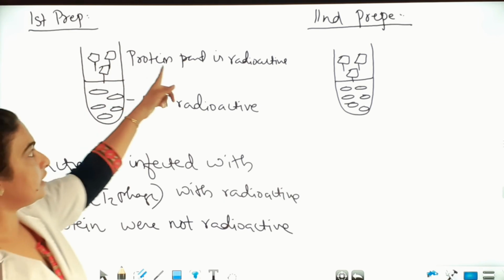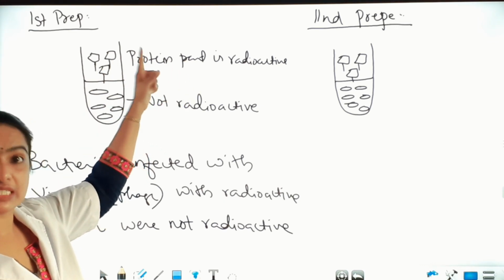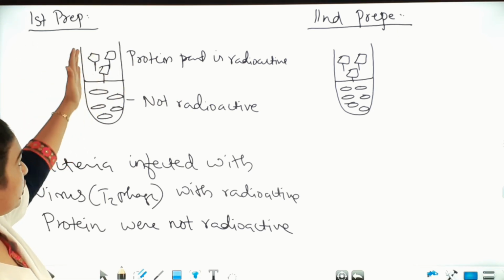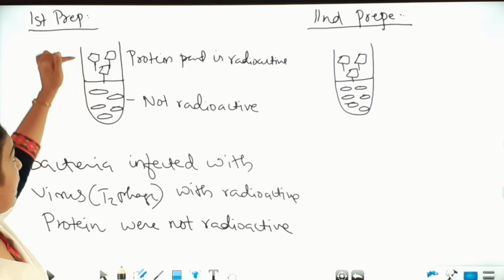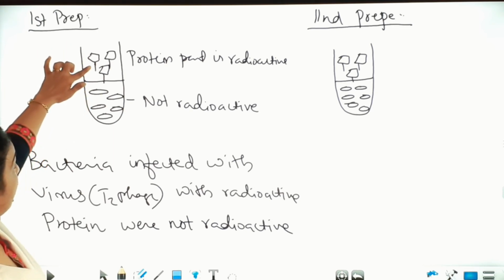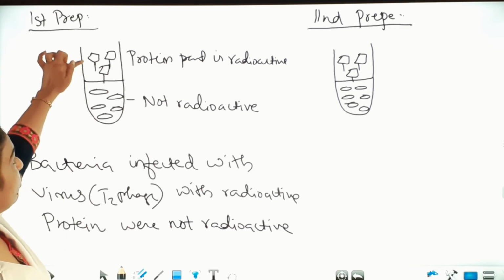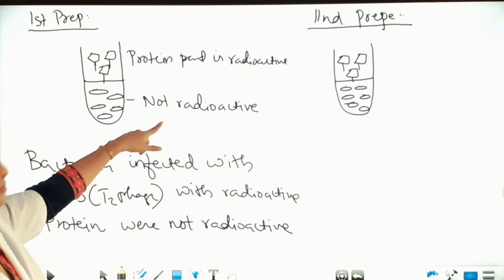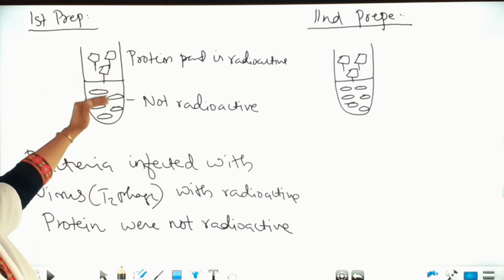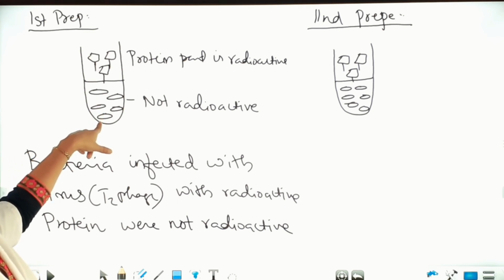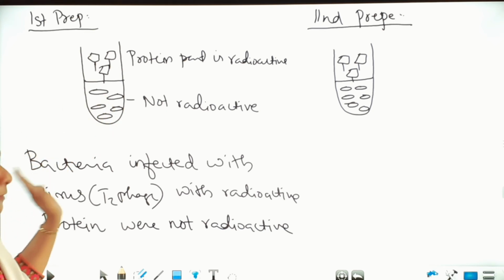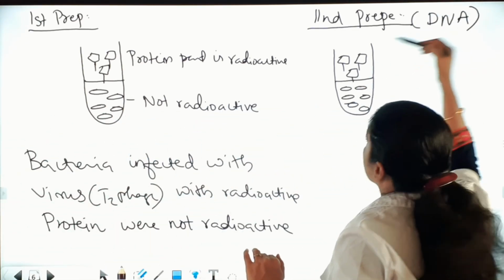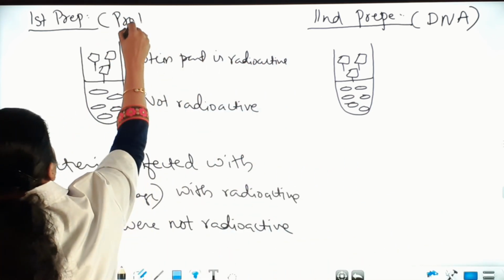Actually, this protein part was made radioactive by using sulfur. After centrifugation, the protein part was radioactive, but the bacteria infected by the same phage whose protein part is radioactive did not become radioactive. That means the protein cannot transfer anything to bacteria. Is it clear? In the next preparation, the DNA part was radioactive, while here the protein part was radioactive.